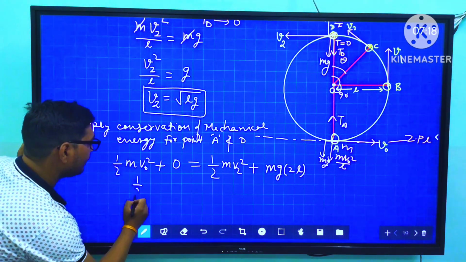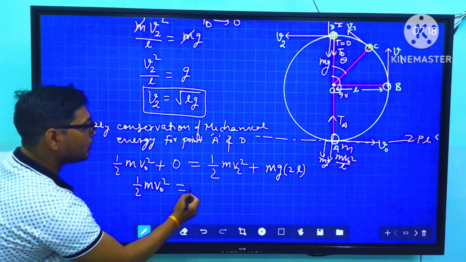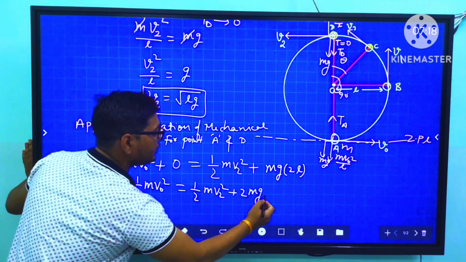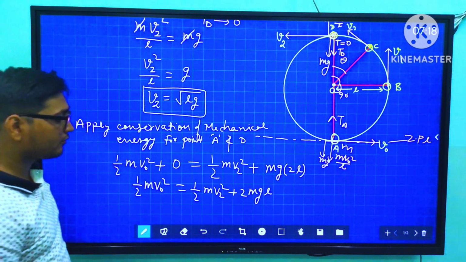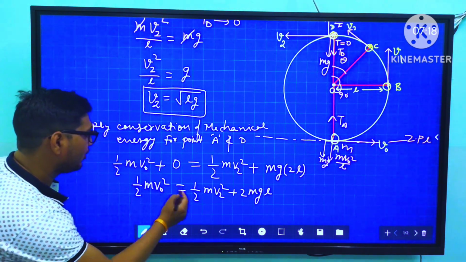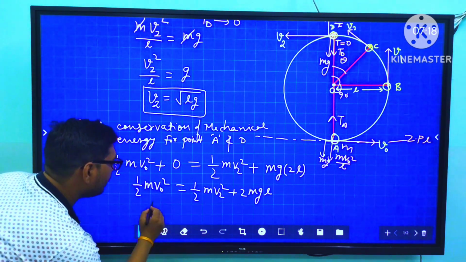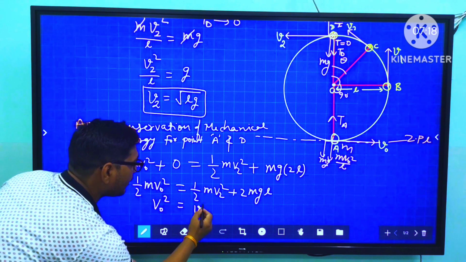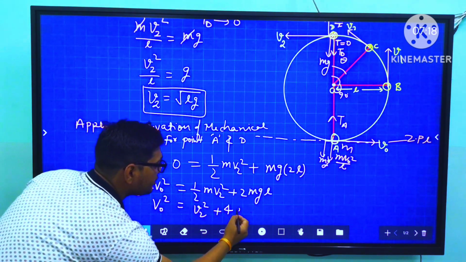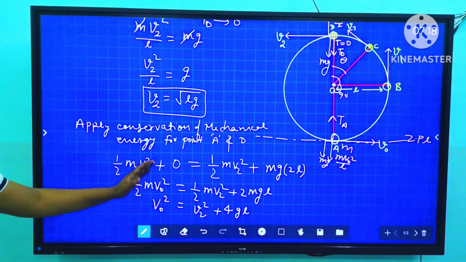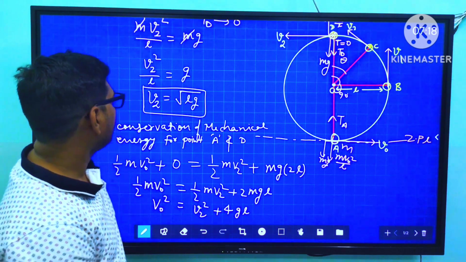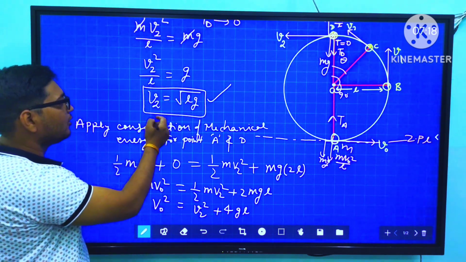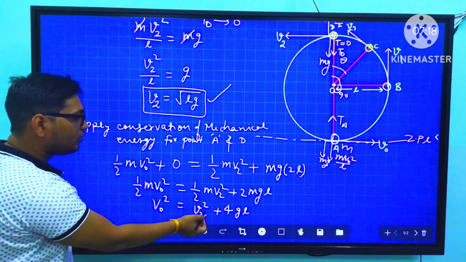So half m v naught square will be equal to half m v2 square plus 2mg into L. We can cancel out the mass from both sides of the equation and multiply the whole equation by 2. So we will get v naught square is equal to v2 square plus 4gL. Now, as we have already calculated by the condition applied before, the velocity at the highermost point to just complete the circle is under root Lg. So we can say v2 square is equal to Lg. We place the value of v2 in this equation.